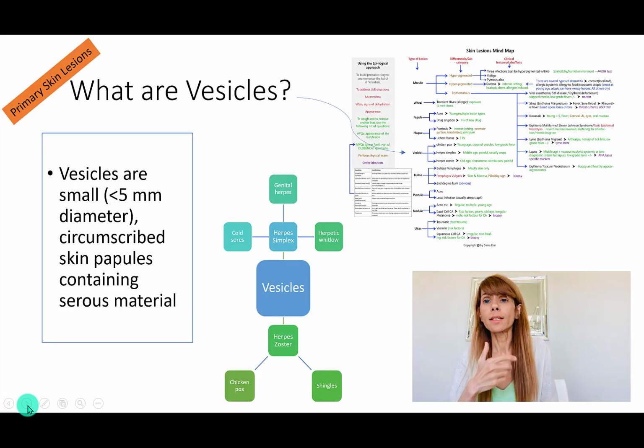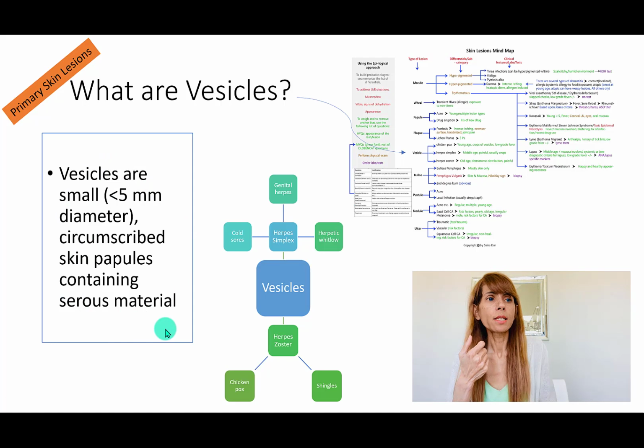So moving along, the next thing is vesicles. So what is a vesicle? These are less than 5 millimeter, very small, fluid-filled, circumscribed skin papules, and these are lesions that show on the skin or the mucous membranes. So vesicles have multiple differential diagnoses, and we can go into detail in all of them, but they are very simple and straightforward. So they can result from herpes infection.